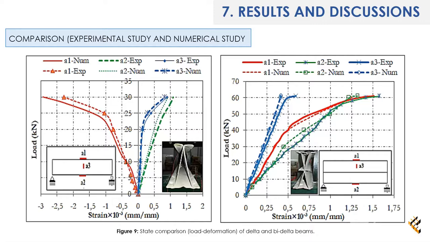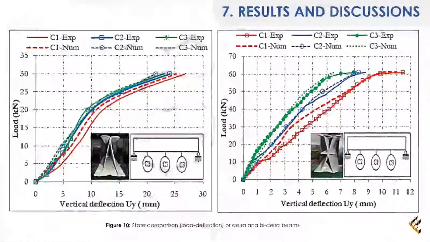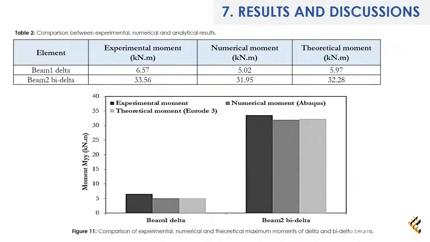A very good correlation between the numerical and experimental results and those proposed by Eurocode 3 Part 1-3 has been found on the class 4 cross-section, with a difference of less than 5%. The numerical results confirm that the B delta beam has a greater maximum moment capacity compared to the delta model.